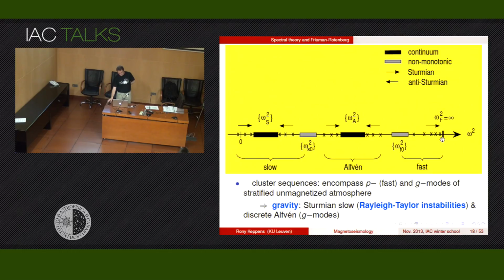I have here the fast accumulation point. These are the P modes. I have here the Alfvén range, which can also act as a possibility to collect discrete modes governed by gravity. And I have similarly modes that can be collected to the slow, also governed by gravity, and those connect to the G modes, right? And then I have here the possibility for Rayleigh-Taylor instabilities introduced by gravity.